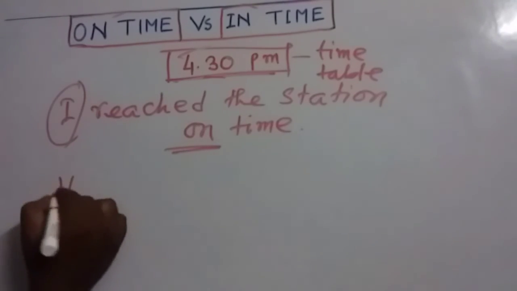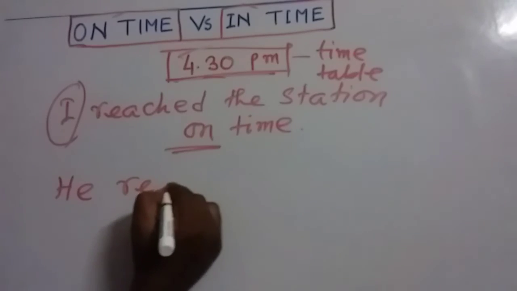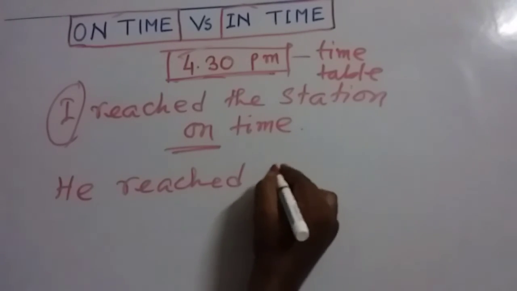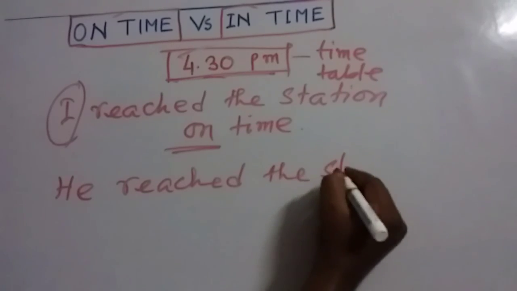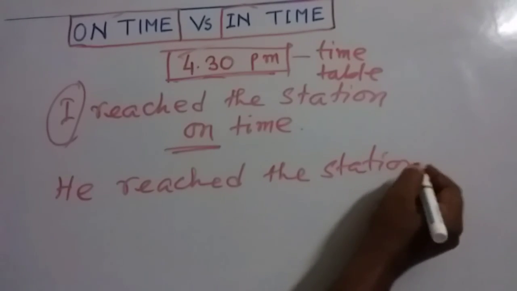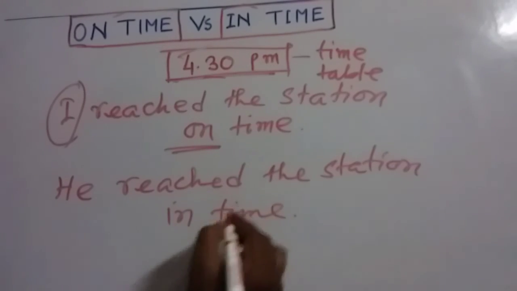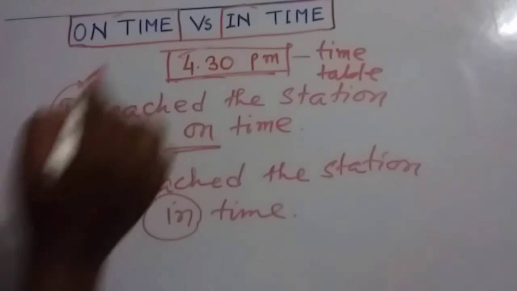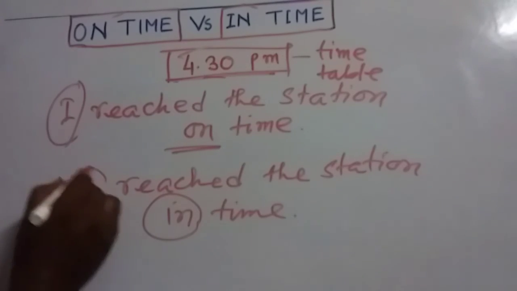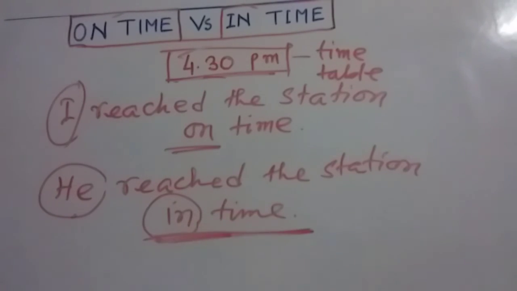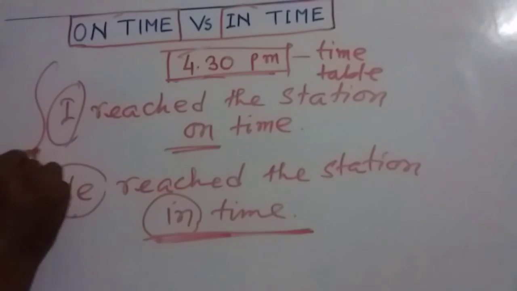Again, he reached the station in time. That means before 4:30. Before 4:30, this person has reached the station. Both these sentences are having different meaning, and my dear friends, I have discussed this thing here.